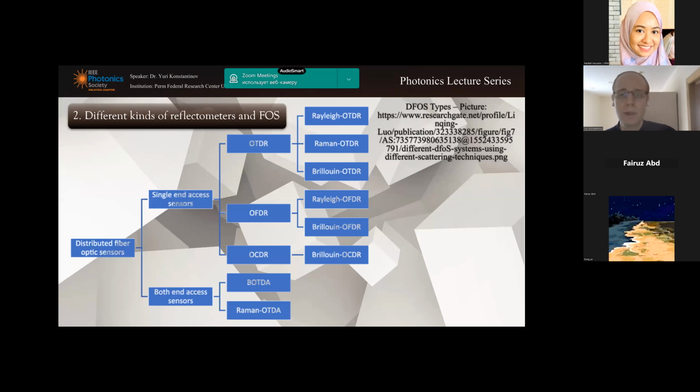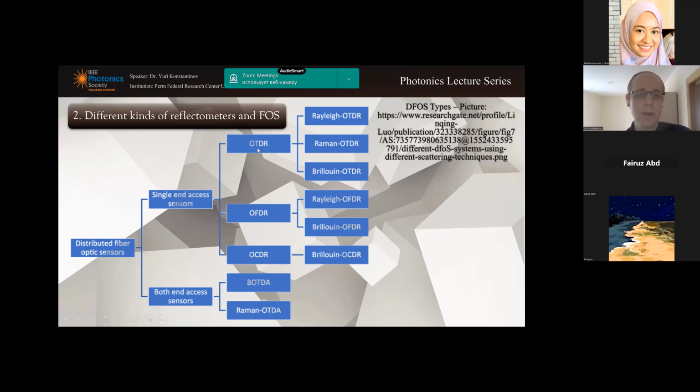Between these methods, the first one works as both-end-access sensors, and the second one, POTDR, is a single-end-access sensor. So you can see the division within these groups.